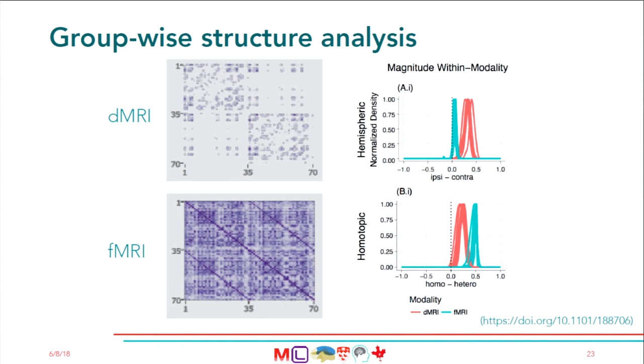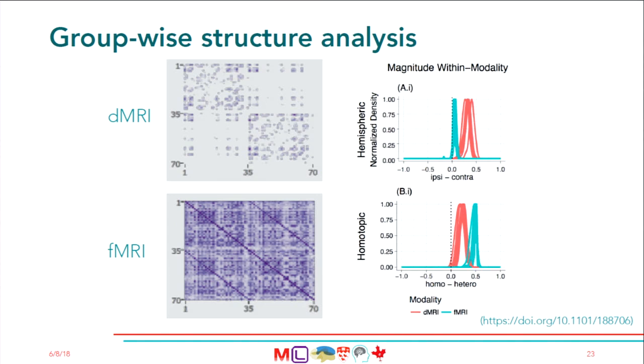And on the right column, what you see are essentially probability distributions or histograms of the ipsilateral connections as compared to the contralateral connections. To summarize that figure, you see that diffusion connectomes consistently have higher ipsilateral connectivity than contralateral. And again, this may seem obvious.